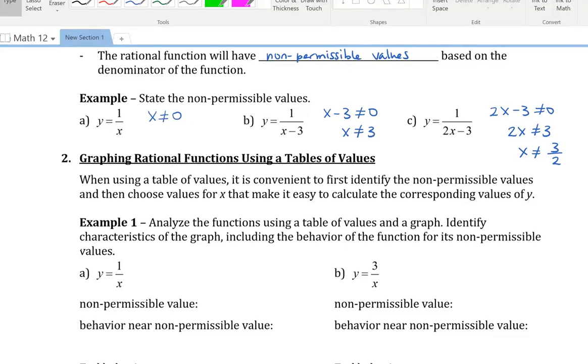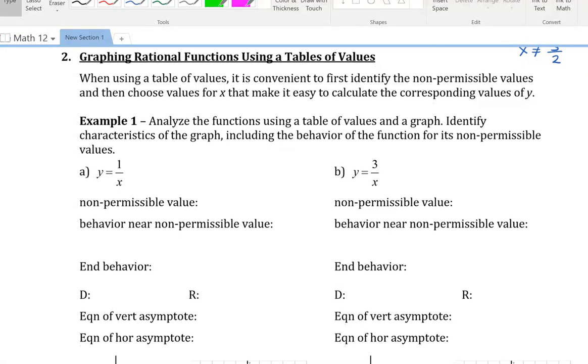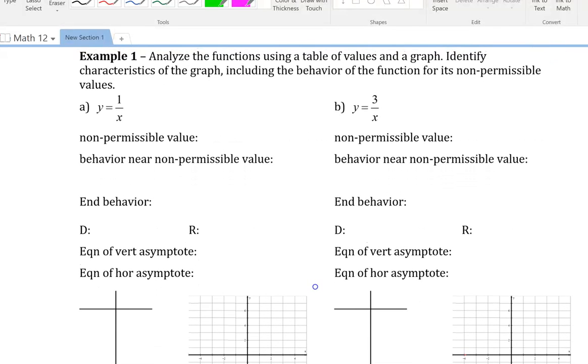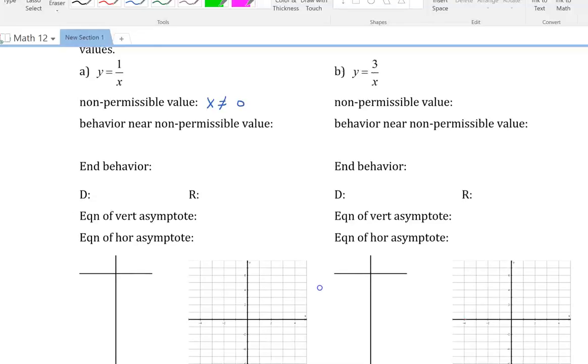When you're graphing using a table of values, it's probably convenient for us to identify the non-permissible value, so you can use that non-permissible value as a middle value in your table of values for x and y. So we're going to take a look at these two examples. We're going to analyze the functions, and then we're going to look at some of the behaviors of the function. For this first one, like I stated, we should start with a non-permissible value. In this case, it's going to be x equals 0, or you can say x cannot equal 0. Now, for the rest of the features, we're going to use the graph to analyze it, and then we'll come back to fill it in.